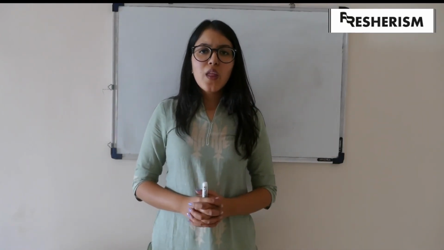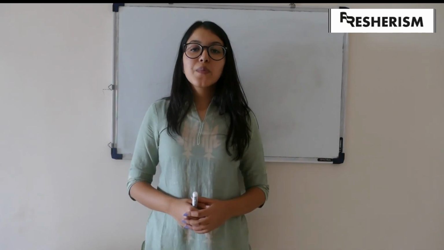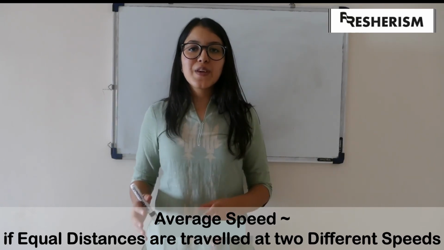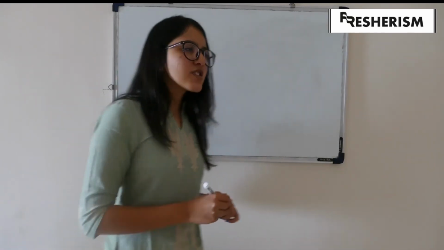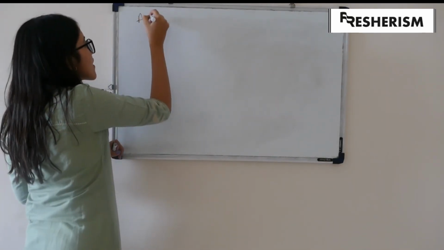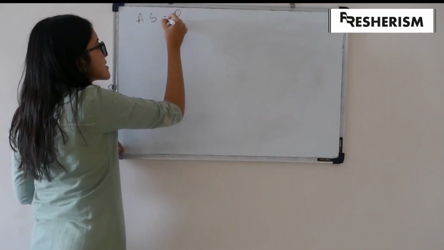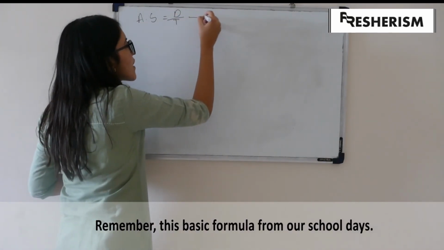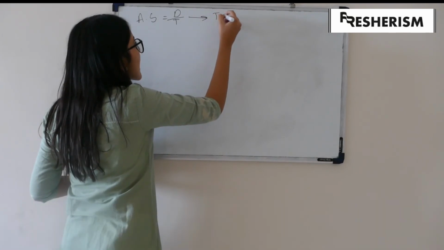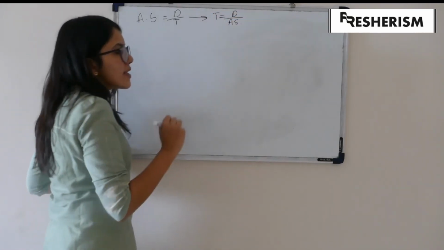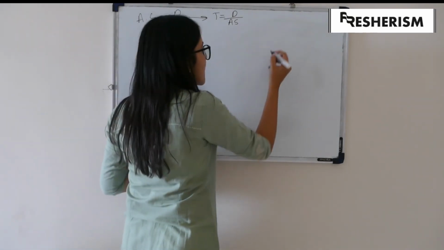Till now are clear. Moving on to our next concept, which is average speed if equal distances are travelled with two different speeds. Let us look at this formula, which we all might have studied. Average speed is equal to distance upon time. With this, we also made one more formula, which was time is equal to distance upon average speed.